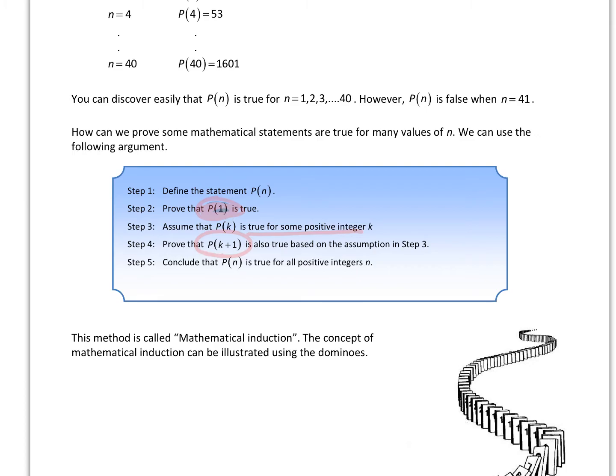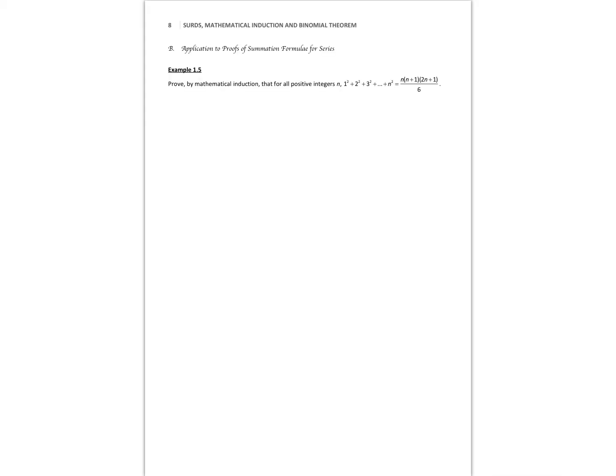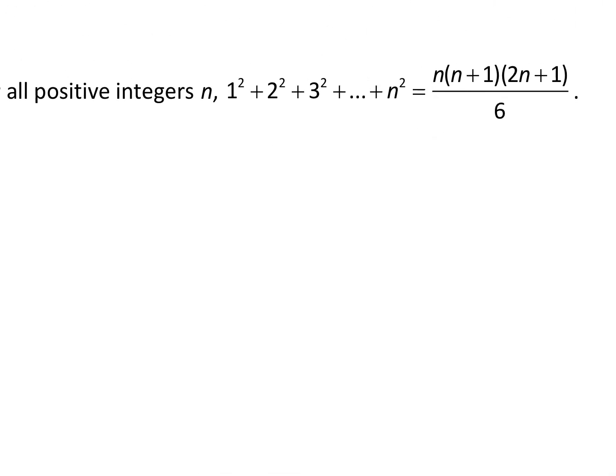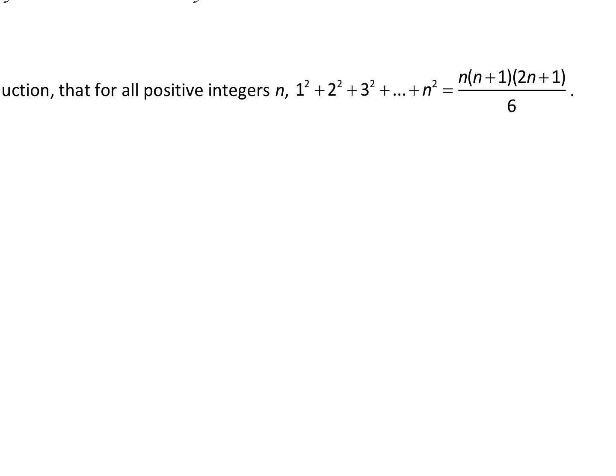Because I know 1 is true. When 1 is true, 2 is true. Because 2 is true, we can prove P of 3 is true, and so on. Let's see one of the examples. Example 1.5. I want to prove the given formula is true for all positive integers n. That means I want to prove this formula is true for all positive integers n.